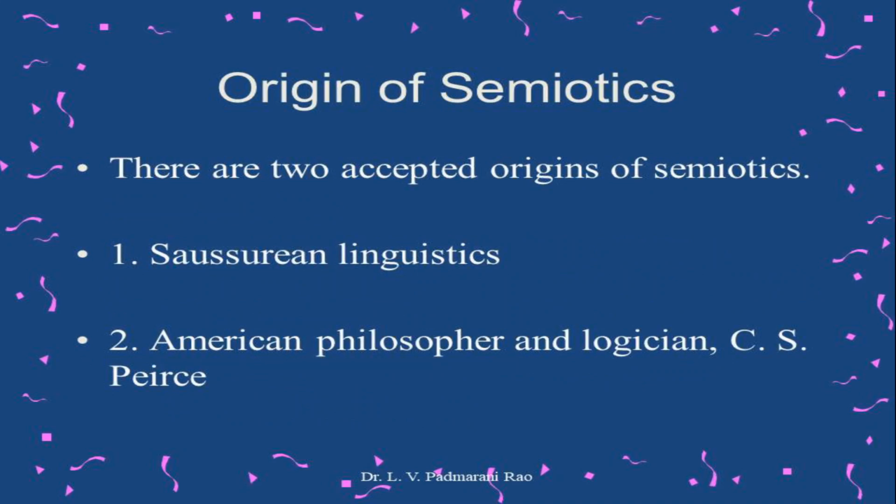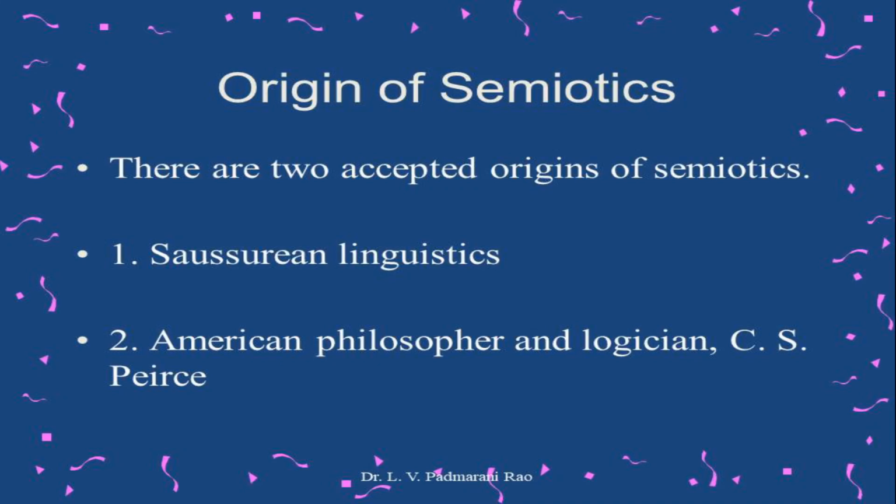If we look at the origin of semiotics, there are two accepted origins of semiotics. One that we have already seen, Saussurean linguistics. Saussure used the term semiology to describe the study of signs, as signifier, signified, and the meaning thereby getting. The other origin of contemporary semiotics is the work of the American philosopher and logician C.S. Peirce.